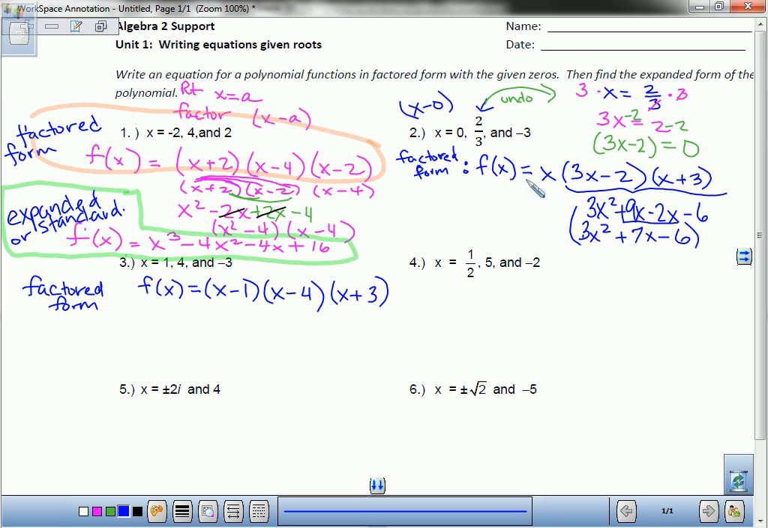But we still have that x hanging out in front. So the final expanded form, or standard form, is when we distribute this x. So it's going to be y equals, x just makes everything go up a degree. So this goes from squared to cubed. This goes from a regular x to a square, and this goes from just negative 6 to negative 6x.